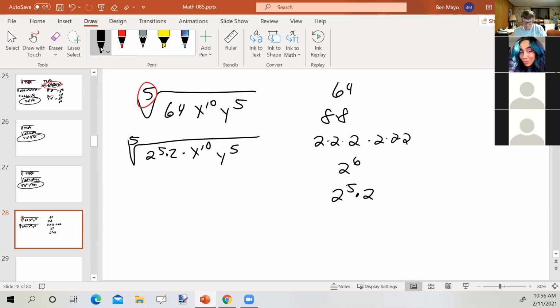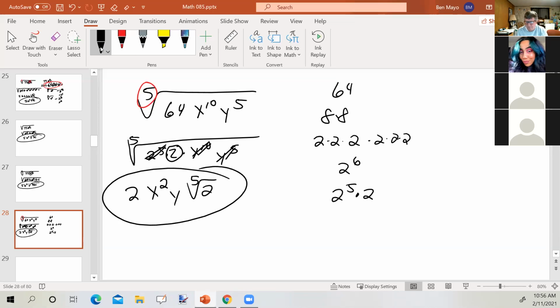Okay. So now, what's the 5th root of 2 to the 5th? It's 2 on the outside. The 5th root of 2 isn't going anywhere. What's the 5th root of x to the 10th? That's x squared. 10 divided by 5 is 2. And the 5th root of y to the 5th is y. And I've still got the 5th root of 2 left inside. So there's the idea.